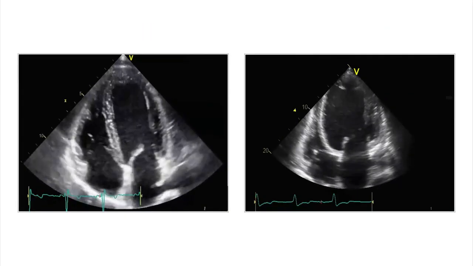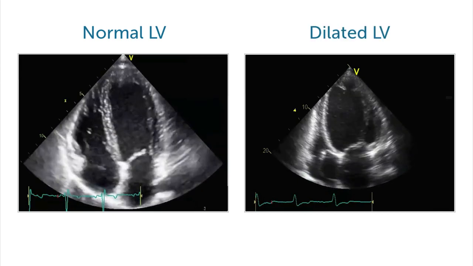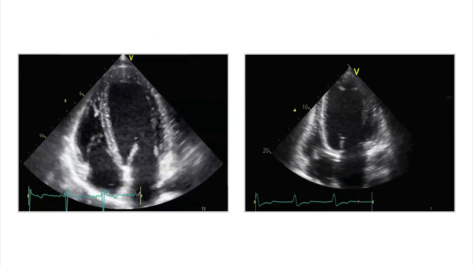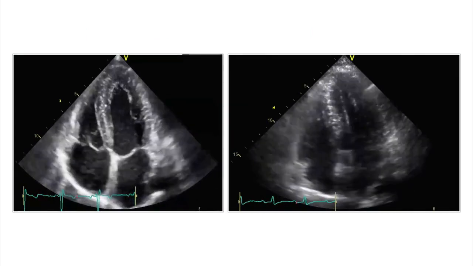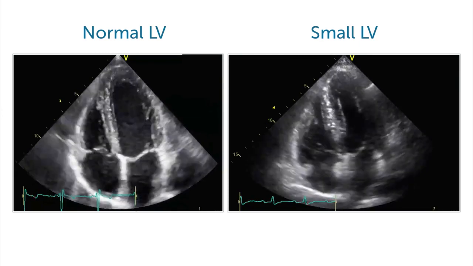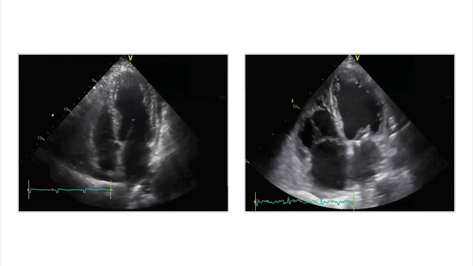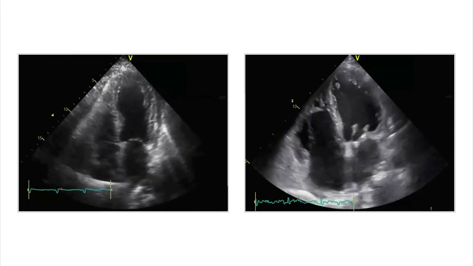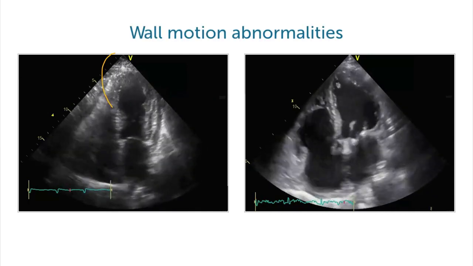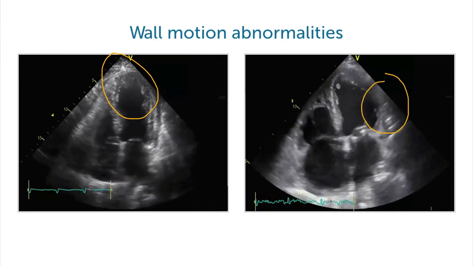You've learned to distinguish normal ventricle from dilated with poor function, like in this example, as well as from really small ventricle hyperdynamic in these other examples. In the context of left ventricular dysfunction, you also recognized wall motion abnormalities, like here we have an anterior myocardial infarction and here a lateral infarction. Now I think we are ready to go on.